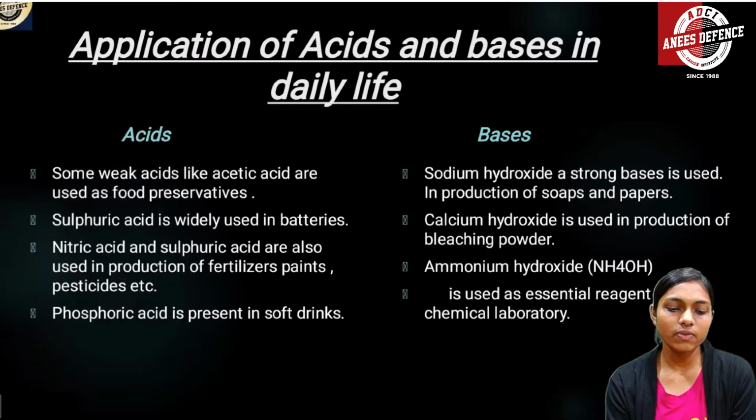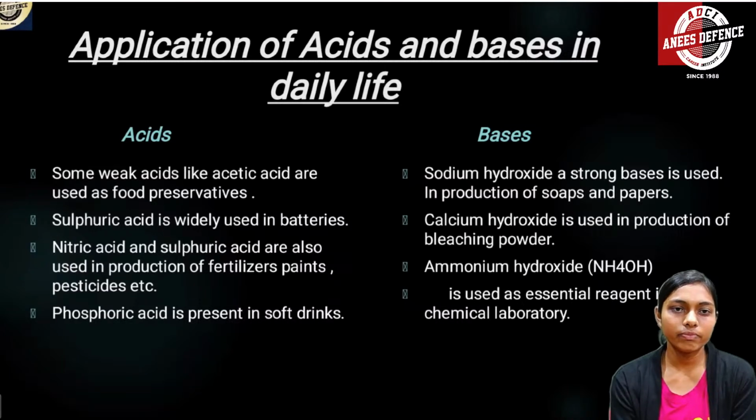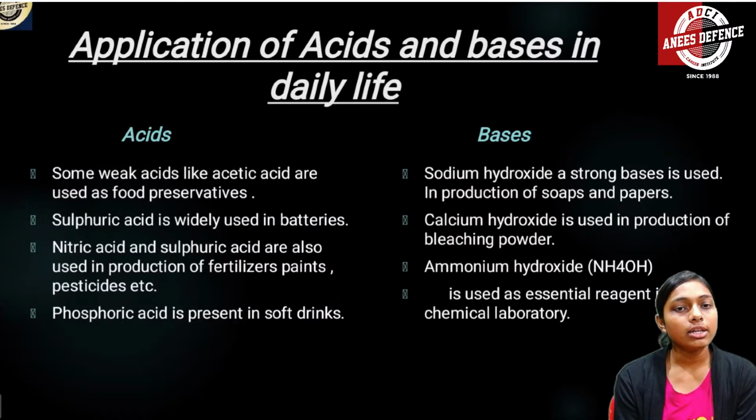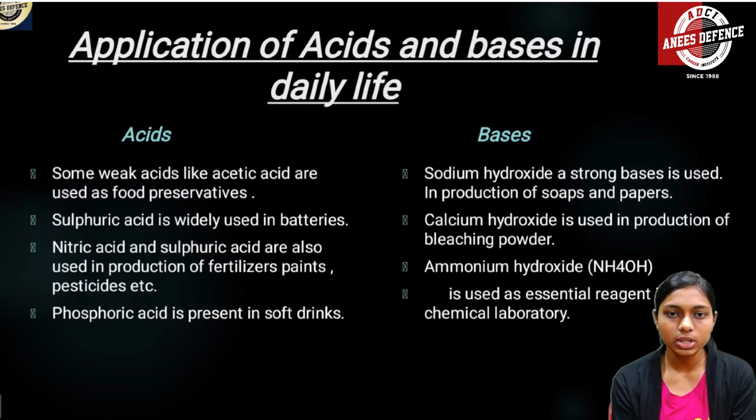Let's move to applications of acids in our daily lives. First of all, we will talk about acids, and then we'll move to bases. Some weak acids like acetic acid are used as food preservatives. As we have talked about, acetic acid is used in vinegar, and vinegar is used as a food preservative. Then sulfuric acid is widely used in batteries, and nitric acid and sulfuric acid are both also used in the production of fertilizers, paints, pesticides, etc. Phosphoric acid is present in soft drinks. We have talked about this earlier.